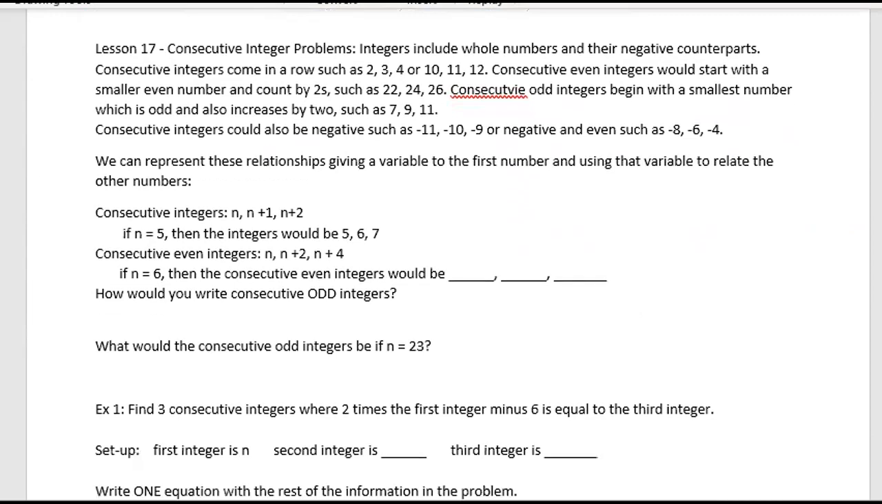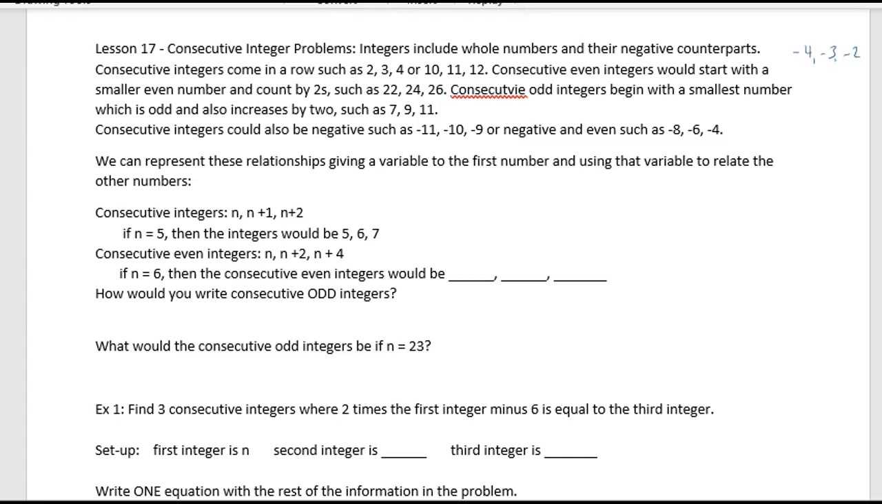I'm trying to do it fast because hopefully you paid attention in class. But this is just to go over it one more time if you need that help. Consecutive integer problems. These include whole numbers and their negative counterparts. So consecutive integers could be 2, 3, 4, 10, 11, 12, but they could also be -4, -3, -2. So you could have consecutive integers that are negative.